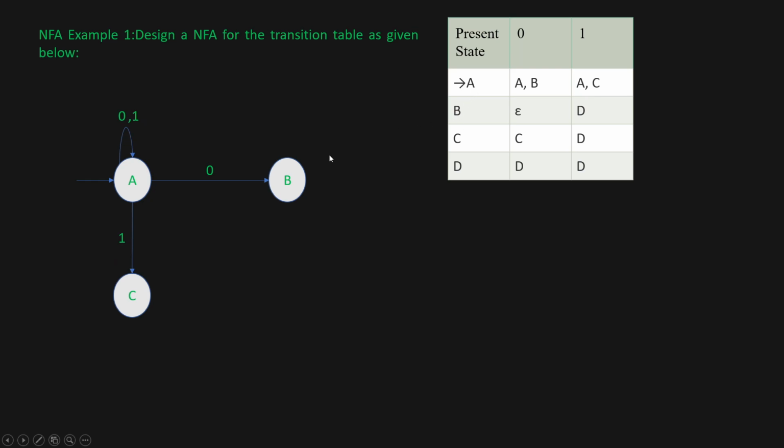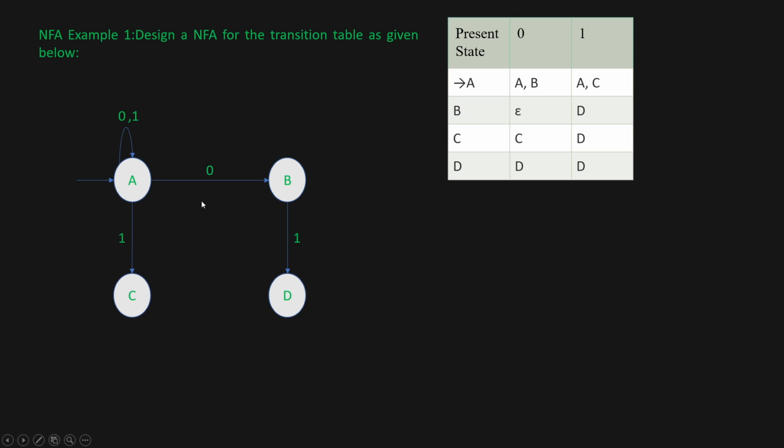What happens in state B? So let's say we're in state B, we get input 0, we go to a null state. So there is no need to show that. What about the 1? If we get input 1 in state B, we go to state D. Okay, so we go to state D. Alright. Now we have covered state B.